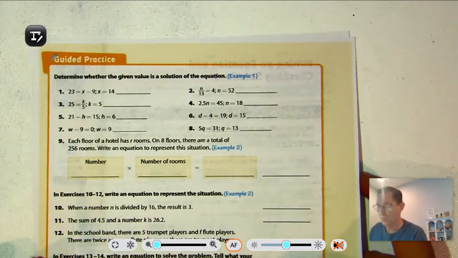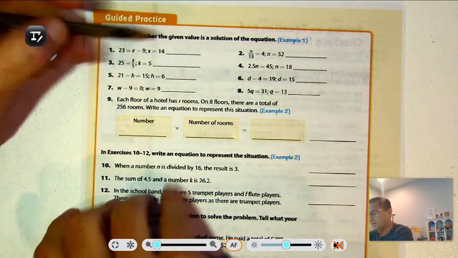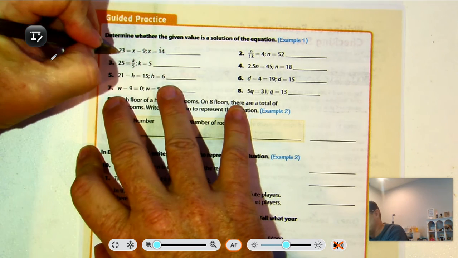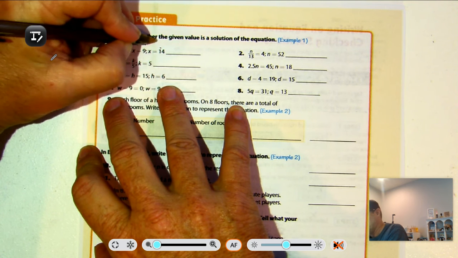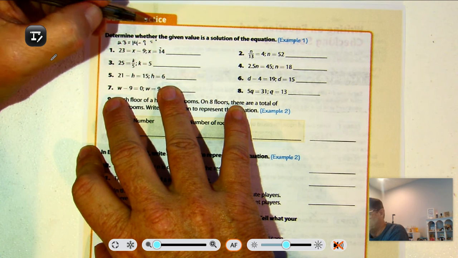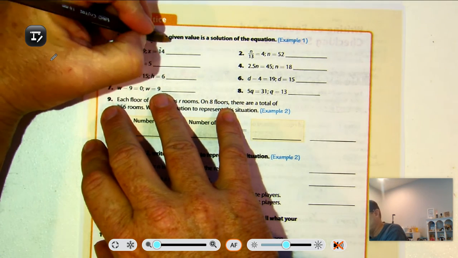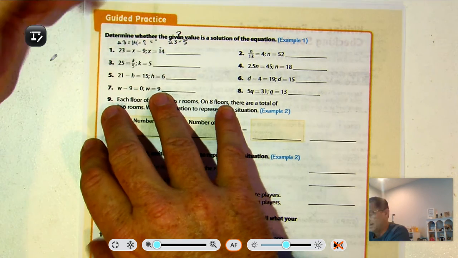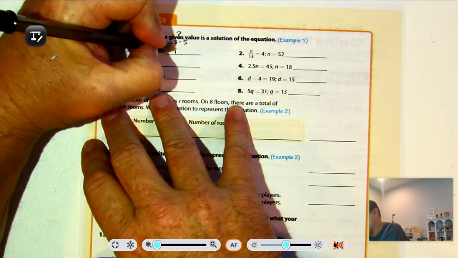All right, let's look at page 302. Number 1. Determine whether the given value is a solution of the equation. So we're going to take the 14 and substitute it for x. So 23 equals 14 minus 9. Does that equal 23? 14 take away 9 is 5. 5 does not equal 23, so no.